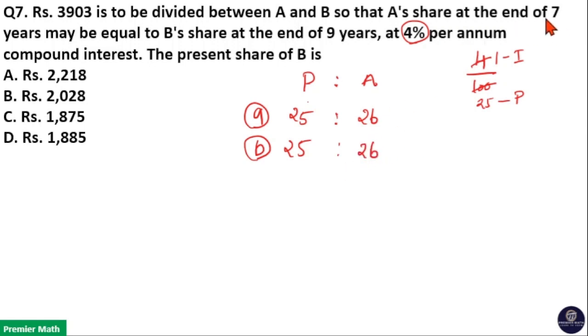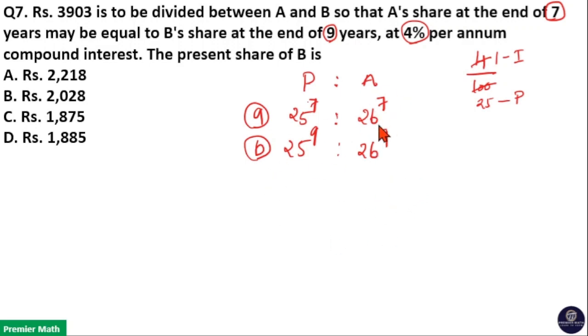But here, the number of years for A is 7 years. So, 25 raised to 7 parts of A is the principal of A and 26 raised to 7 parts of A is the amount for A. And the number of years for B is equal to 9 years. So, 25 raised to 9 parts for B as principal and 26 raised to 9 parts of B as amount for B.